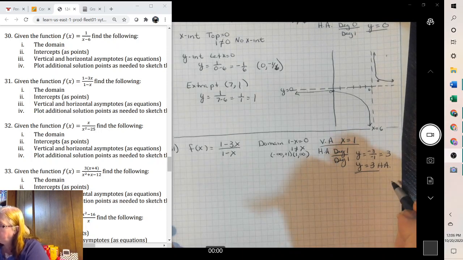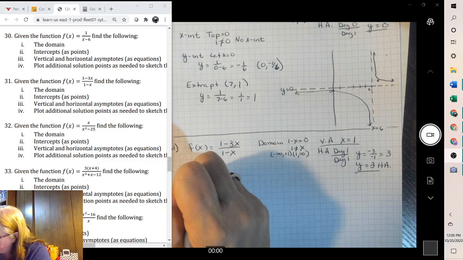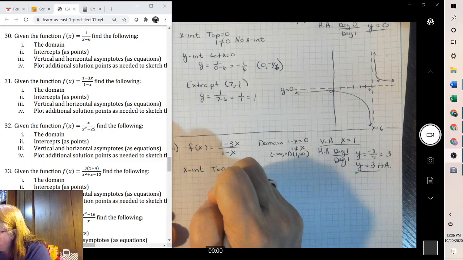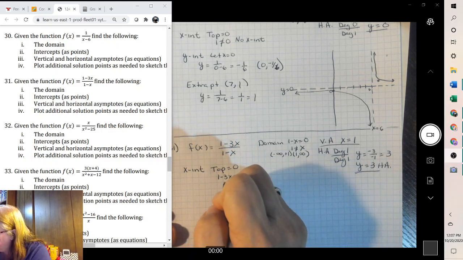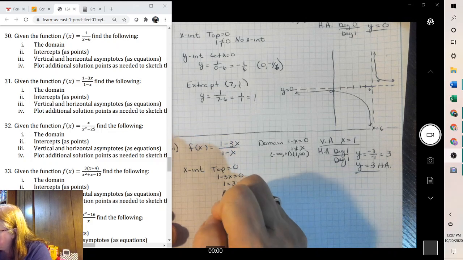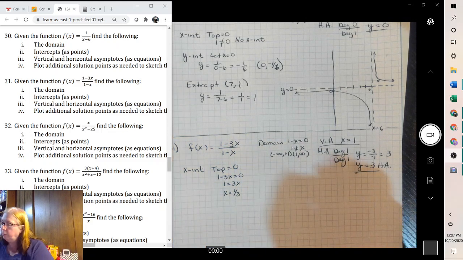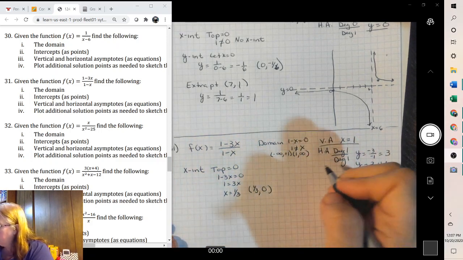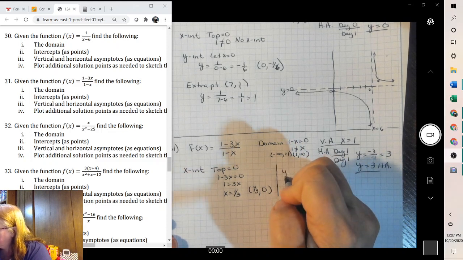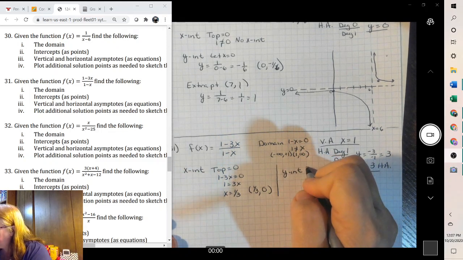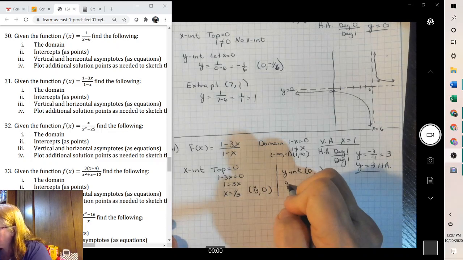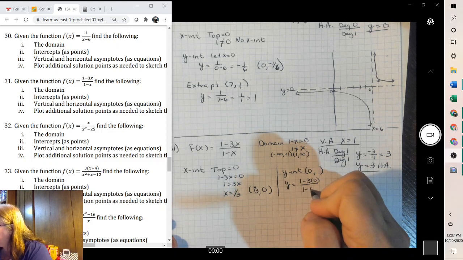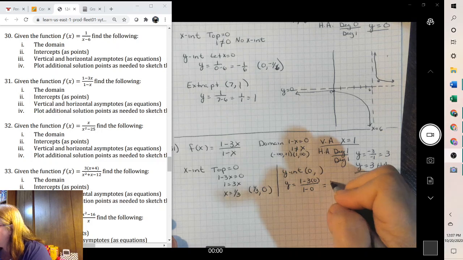X-intercept: to get an x-intercept, you set the top equal to 0. So 1 minus 3x equals 0. 1 equals 3x. X equals 1/3, dividing by 3. So that gives us the point (1/3, 0). For the y-intercept, we let x be 0. So y equals 1 minus 3 times 0 over 1 minus 0, which equals 1.